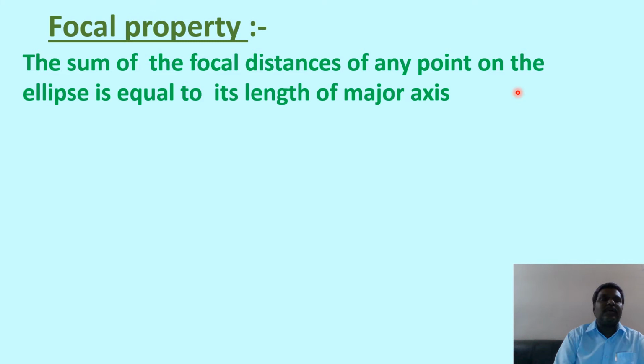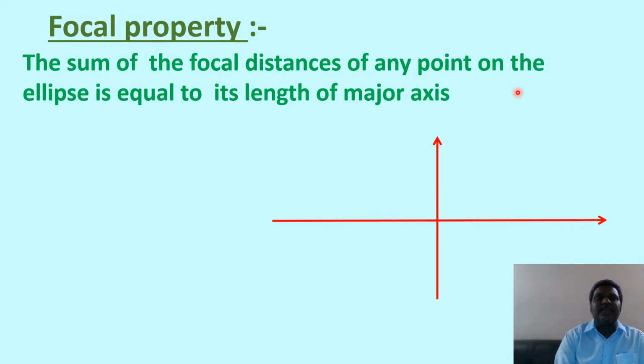You are going to show that. That is, the sum of the focal distances of any point on the ellipse is equal to the length of its major axis. How to prove this? Let us see. Consider this is the x-axis, it is the y-axis. Consider the ellipse x square by a square plus y square by b square is equal to 1, a greater than b.